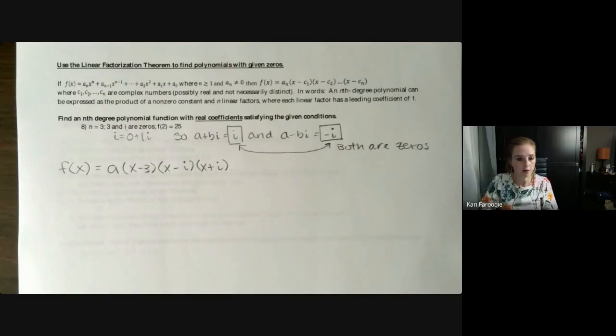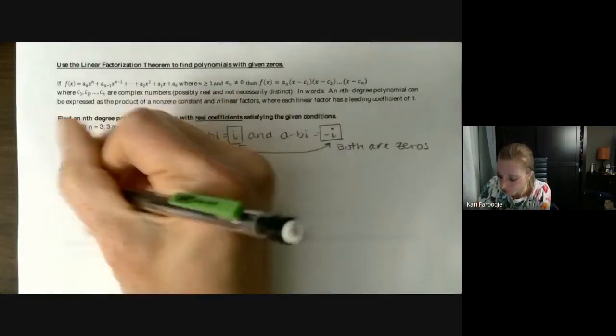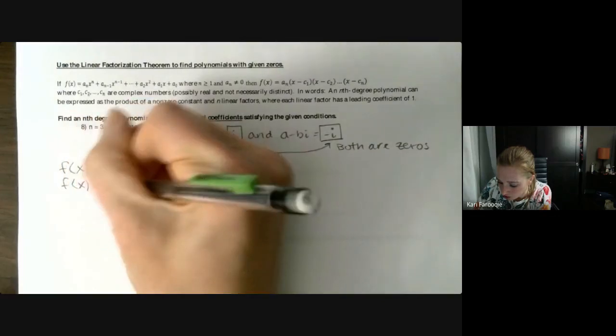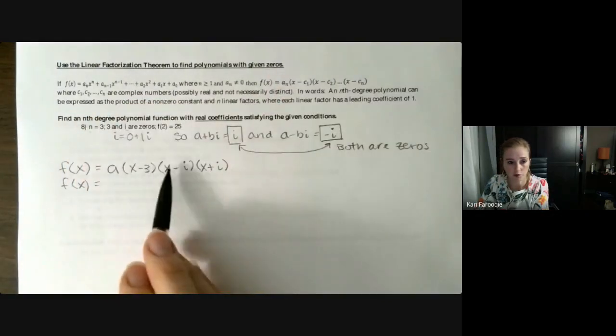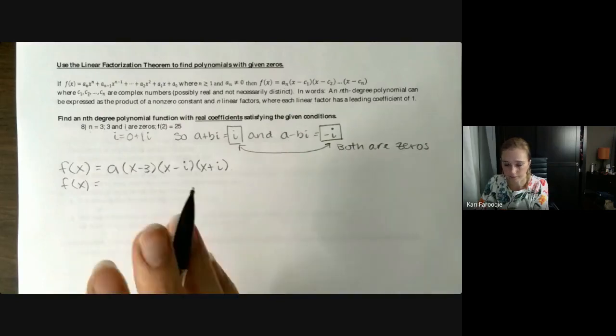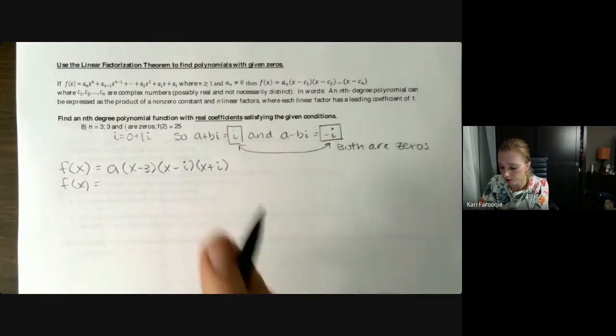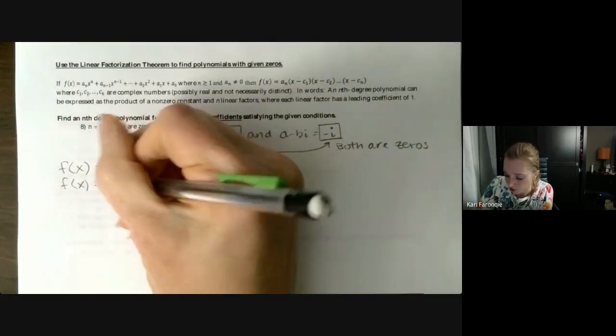Okay, now the thing that you probably haven't done in a long time is multiplying complex numbers. So let's hold on to everything else that we have right now, and we're going to strategically multiply here. If I were you, I would not multiply x minus 3 by x minus i. Multiply the two complex factors together first.